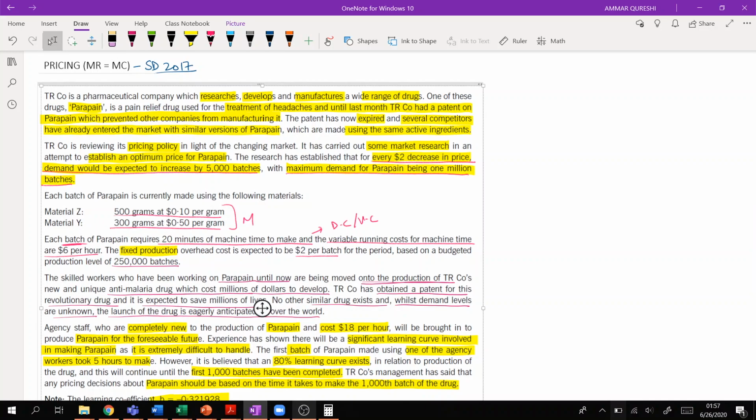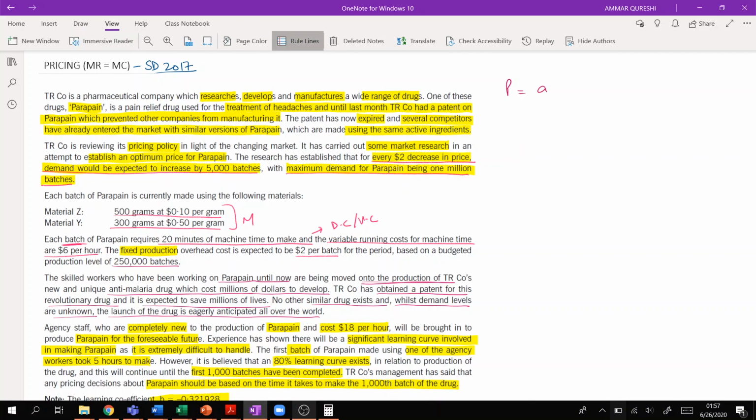The first step was to calculate A from the equation P is equal to A minus BX. Sorry, let me put some lines here, right? So the first step was to calculate A by using P is equal to A minus BX. We are supposed to calculate A.